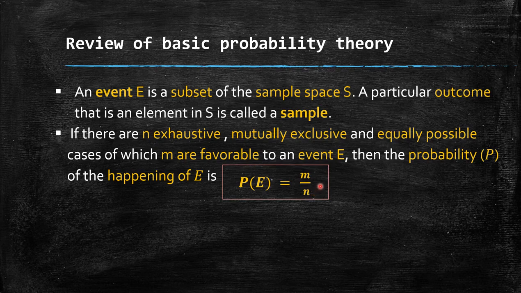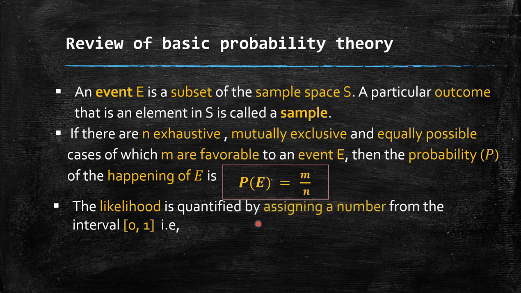So the probability of occurrence of an event E is the ratio between the outcomes favorable to the event E and the total possible outcomes. Among the total possible outcomes, how many are favorable to that event E? So probability is nothing but m by n. The next point: the likelihood range is always between 0 and 1. The probability of an event E lies between 0 and 1.